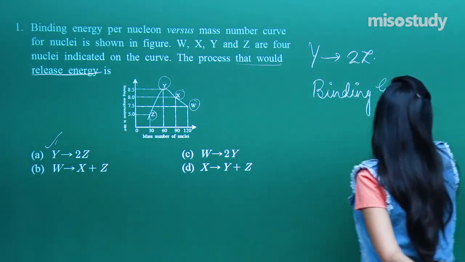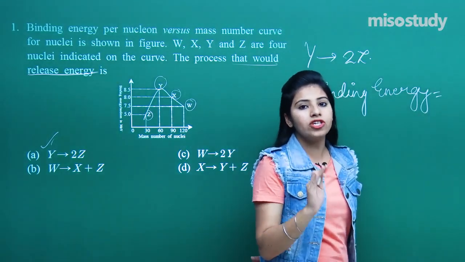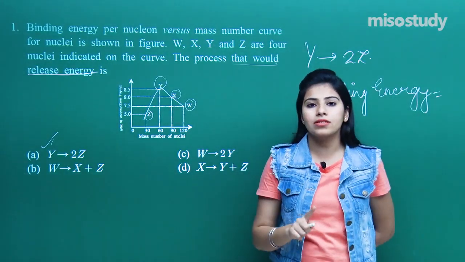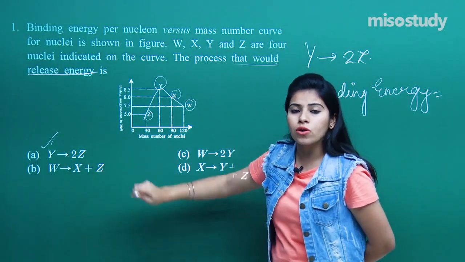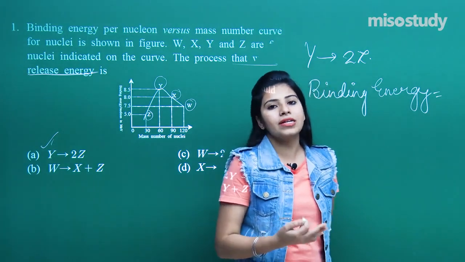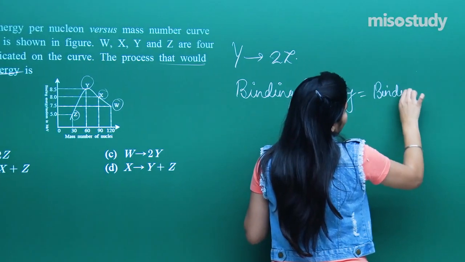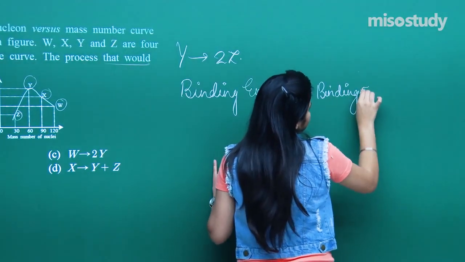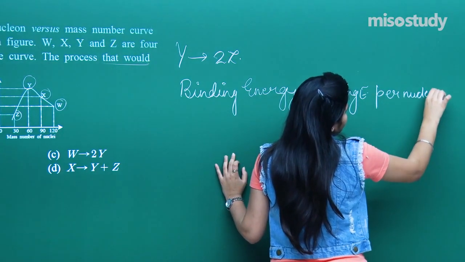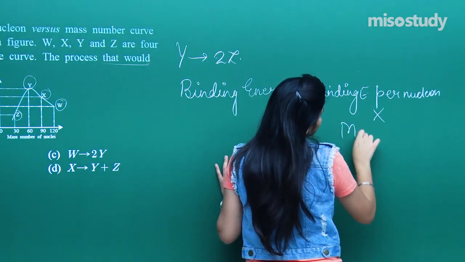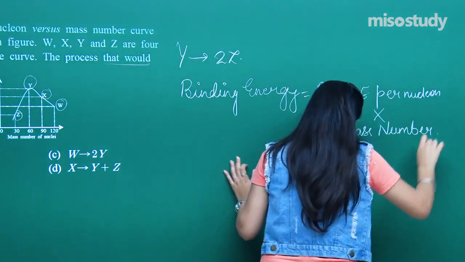First of all, let me tell you one thing. We have been given the graph of binding energy per nucleon versus the mass number. This is not binding energy, this is binding energy per nucleon. So if we want to find the binding energy, what should we do? Binding energy per nucleon multiplied by the mass number. This will be your formula for binding energy.